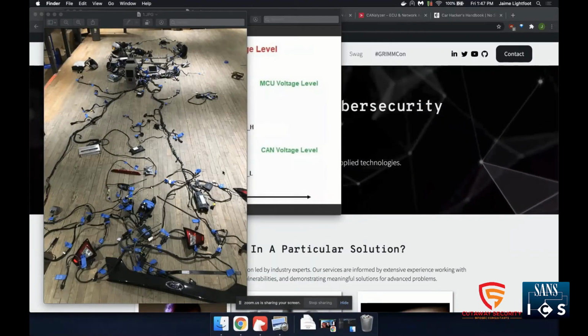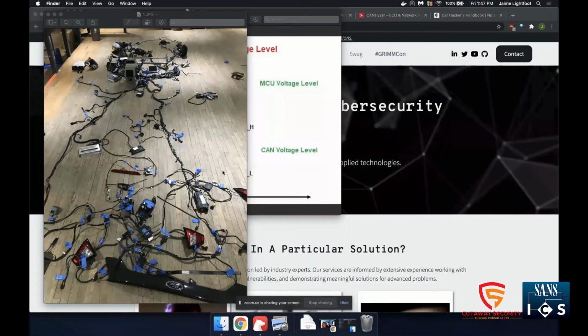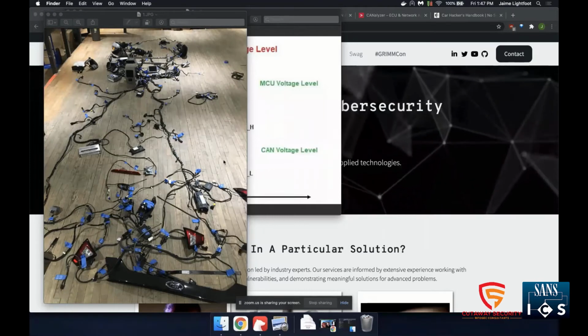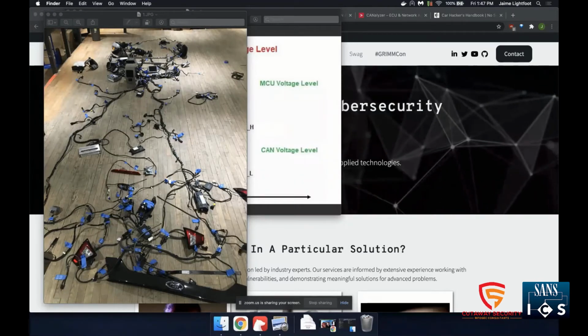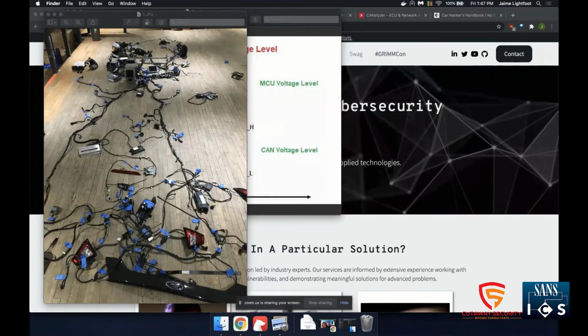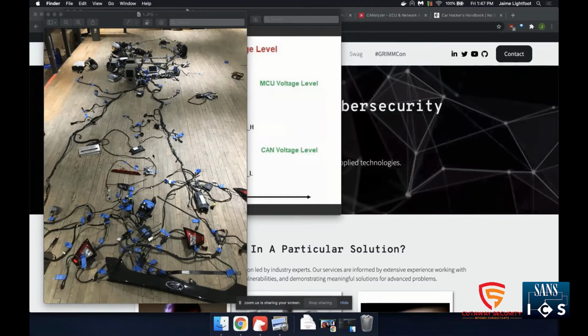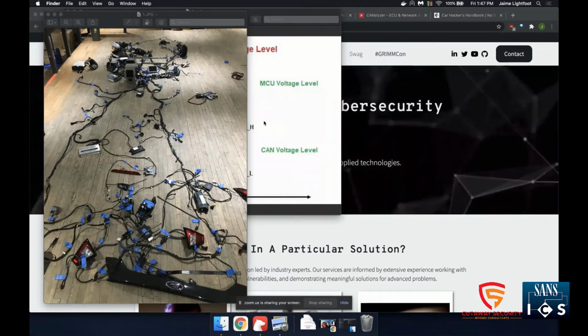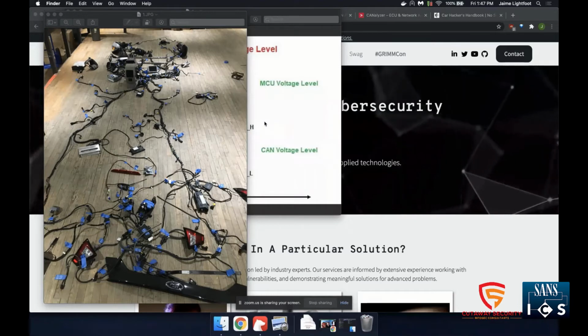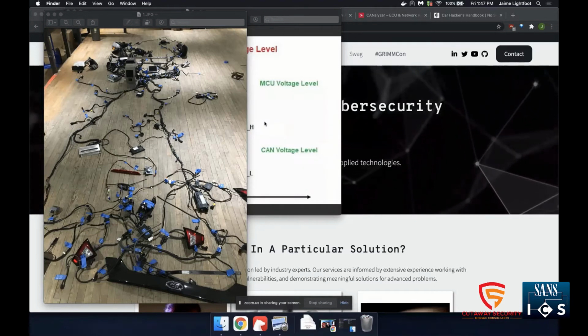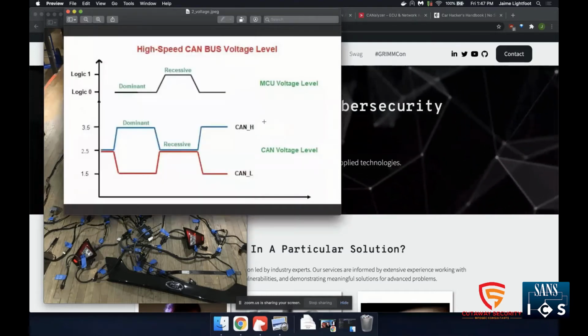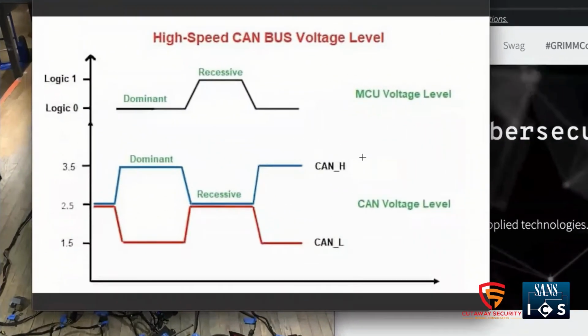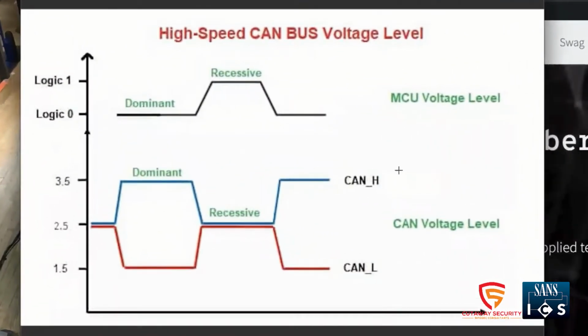So this harness looks like a ton of wiring, and it is. There are a couple antennas in here. There's some ground wires, but the main thing that's going on in here, at least that we're interested in, is the CAN high and CAN low differential pair. So the way that CAN works is that you have two wires that are known as a differential pair. You've got CAN high, which is the blue line in this diagram, and then CAN low, which is the red line.